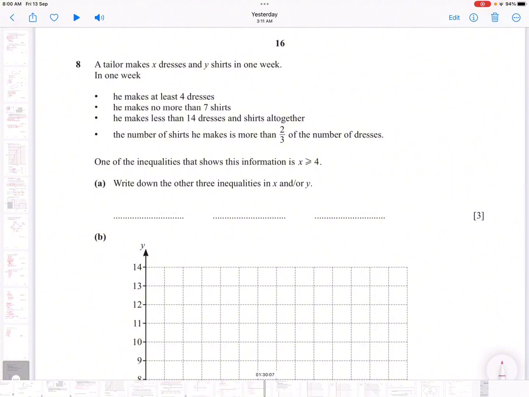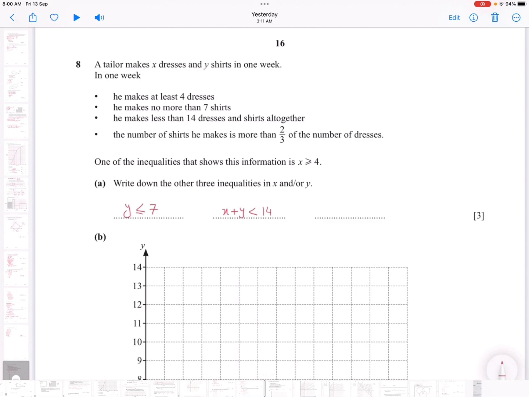So he makes less than 14 dresses and shirts all together. So all together means you have to add shirts and dresses. So x plus y less than 14. So x plus y is less than 14 simply.